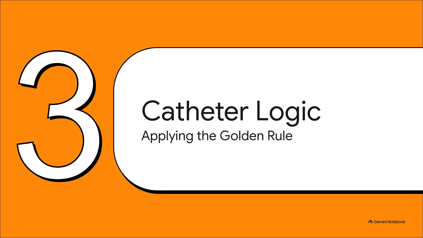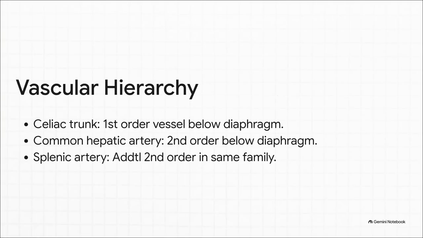Next up is Section 3, catheter placement logic, applying the golden rule. All right, let's isolate just the physical catheter movements. We're going to assign our first set of codes based purely on where that catheter tip was actually placed. The vascular family hierarchy really maps out perfectly for us here. First, the celiac trunk is engaged. Now, as we know, the celiac trunk is a first-order vessel, and it sits below the diaphragm.